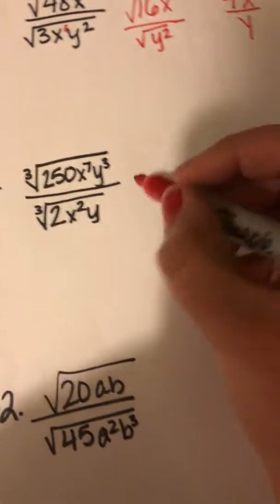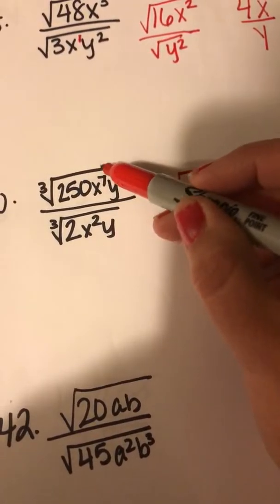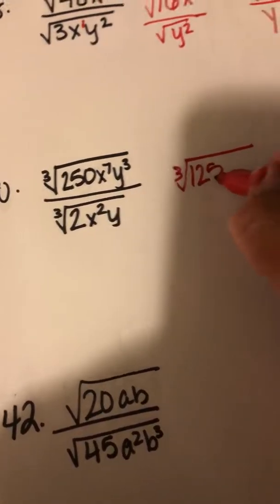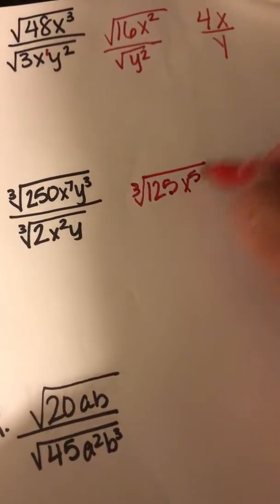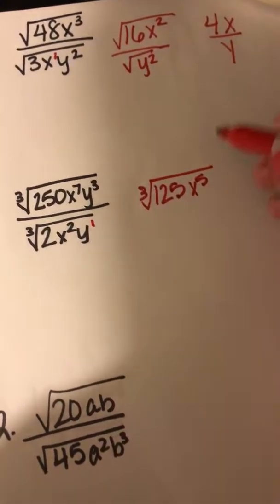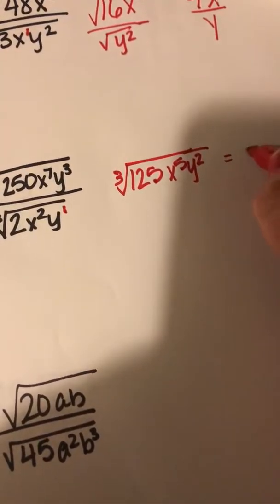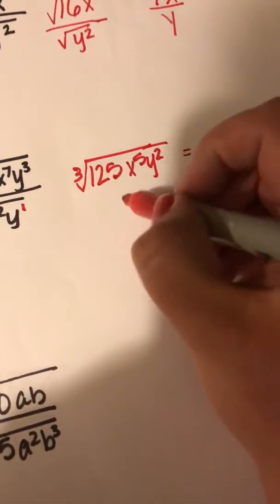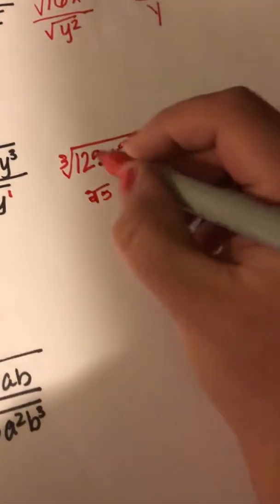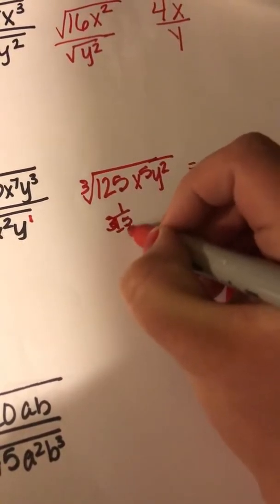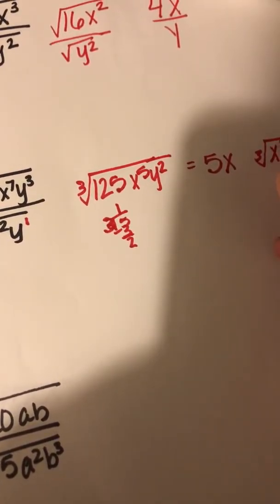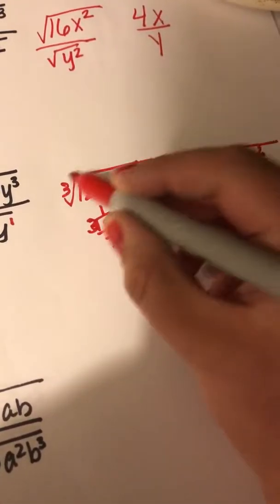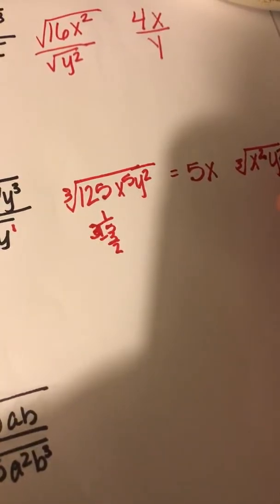On this next one, simplify. 250 divided by 2, that's 125. X to the 7th divided by x squared, 7 minus 2 is x to the 5th. And then y cubed divided by y to the first, that's y to the second. And then the cube root of 125 is 5. And then I can do power divided by index. So 5 divided by 3. Whoops. 3 goes into 5 once with 2 remaining. So 1 x comes out and 2 x's remain in. And then 2 divided by 3 is not possible, so all 2 of the y's remain in.